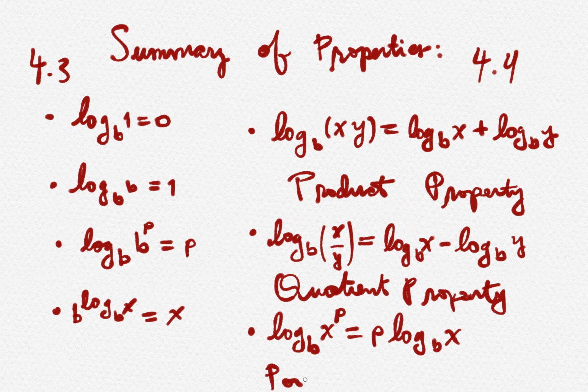Finally, we have this one called the power property. And if we have x raised to a power inside the logarithm, we're going to be able to bring that power down out of the logarithm out front as a coefficient. That looks like log base b of x to the p is equal to p times log base b of x. So these are the three properties that we're going to work with.